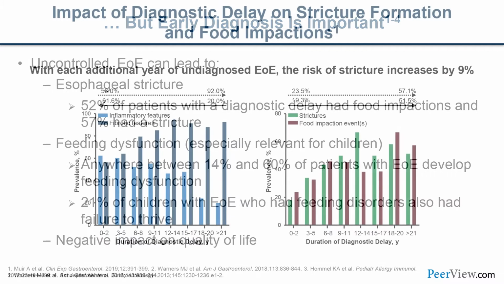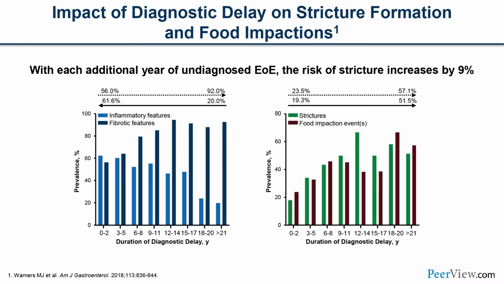So these are some data from the Netherlands, where they looked at national data to look at diagnostic delay and the impact on the presentation. If you look down here on the x-axis, this is the duration of diagnostic delay from very little to more prolonged. You can look at the prevalence here, and you can see as you have more diagnostic delay, you tend to have less inflammatory predominance and more fibrostenotic predominance. And here now they're looking at strictures and food impaction. So for diagnostic delay of only a year or two, maybe only 20% of people or less have strictures. And if you get up to 20 plus years, at least in these data, almost 60% of people will now have strictures and food impaction.